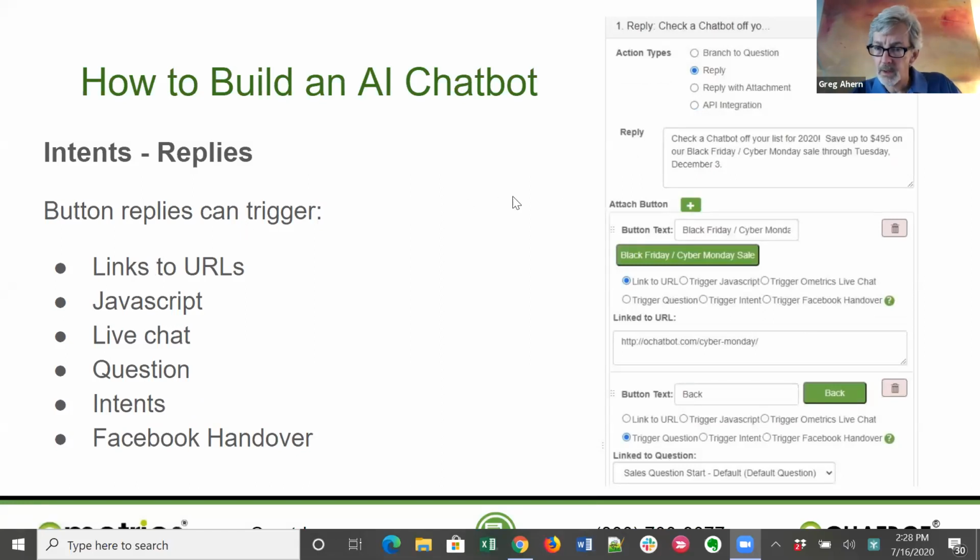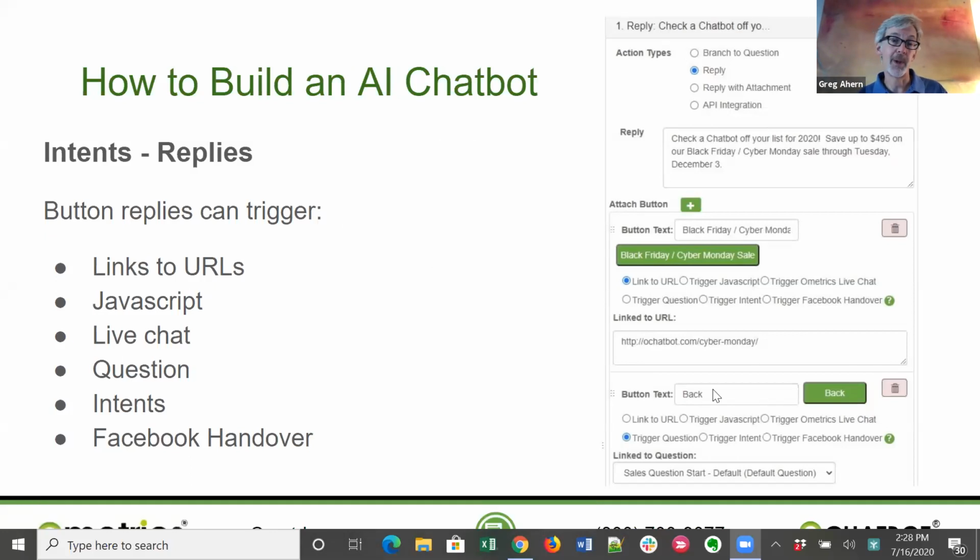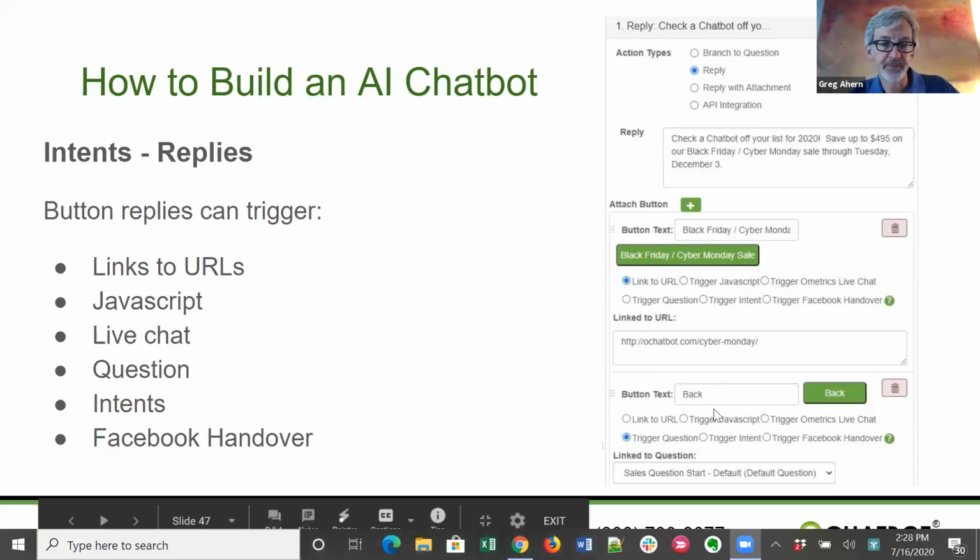I explained earlier that with the buttons, you have all these different options as far as what you want the button to do. Note here they have a back button, which is important because you don't want the person to get stuck. If they ask the question and it wasn't the right answer, they want to go back, so you have to add a back button.